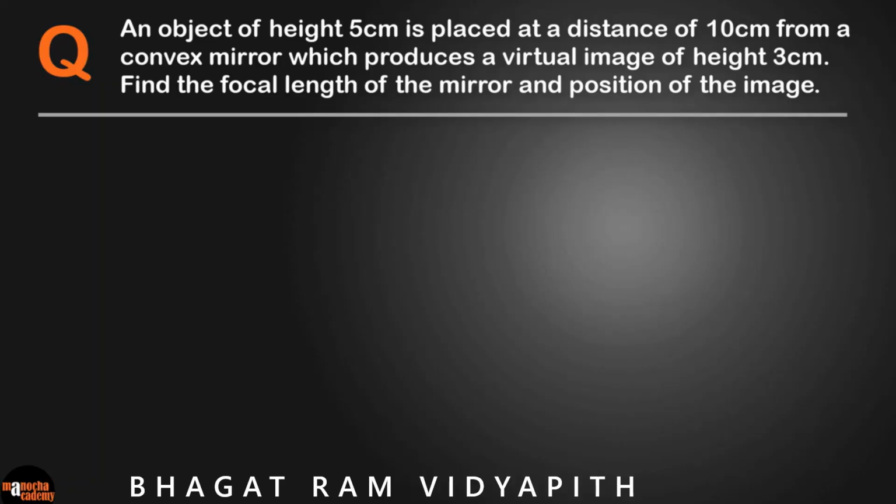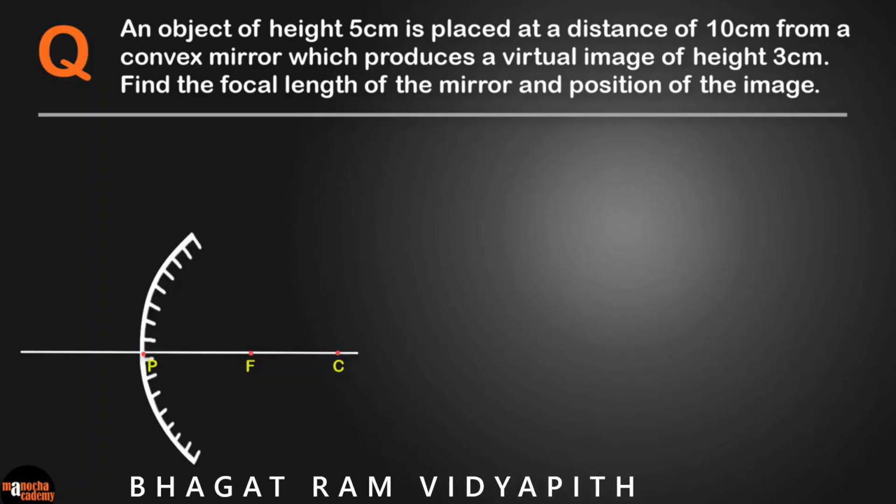Find the focal length of the mirror and the position of the image. Again, the first thing you should do is draw a rough diagram of a convex mirror and an object placed in front of the mirror. Next, draw the x and y axis for the sign convention.